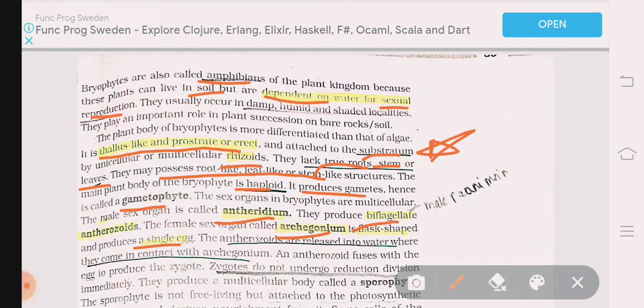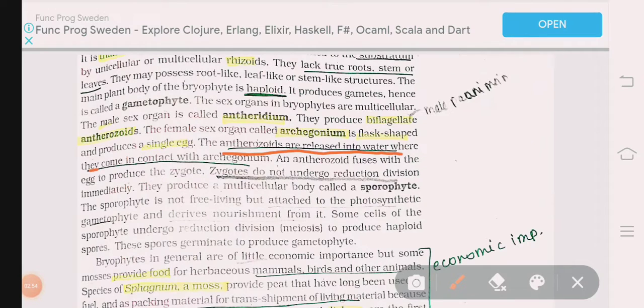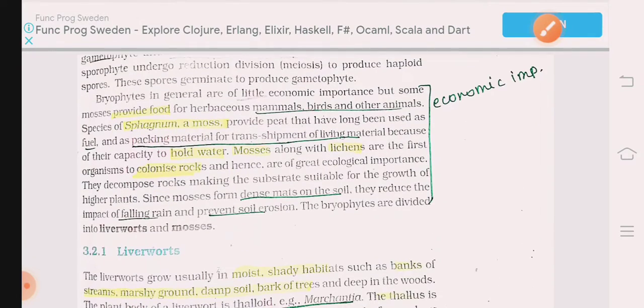The male sex organ antheridium produces biflagellate antherozoids. Now let's see why water is important for bryophytes. The antherozoids are released into water where they come in contact with archegonium, and fusion takes place and the zygote is formed. Now zygotes do not undergo reduction division, and they produce a multicellular body called sporophyte. Sporophyte is not free living, but it is attached to the gametophyte and derives nutrition from it. Some cells of the sporophyte undergo meiosis to produce haploid spores, which germinate and produce the gametophyte.